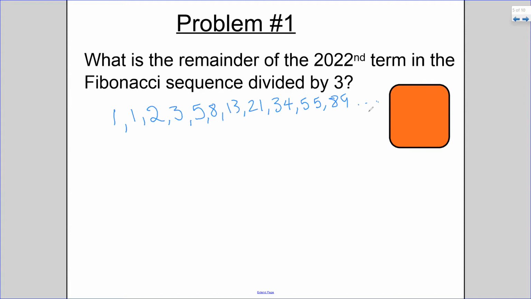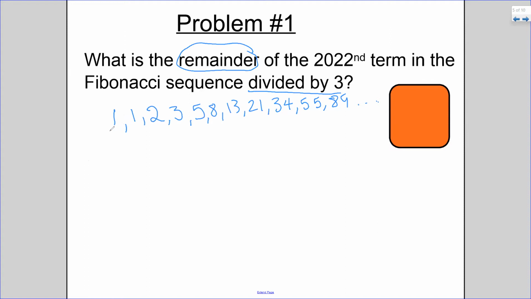We know we might want to use modular arithmetic because it's talking about a remainder, and it's talking about divided by 3, right? So we're dividing by a whole integer, and we are also looking at only the remainder. So that kind of helps our cause a little bit.